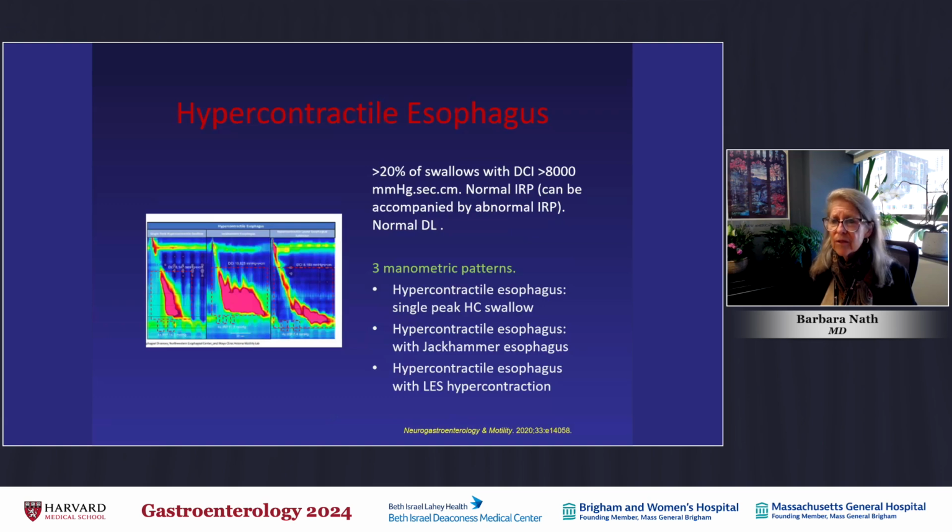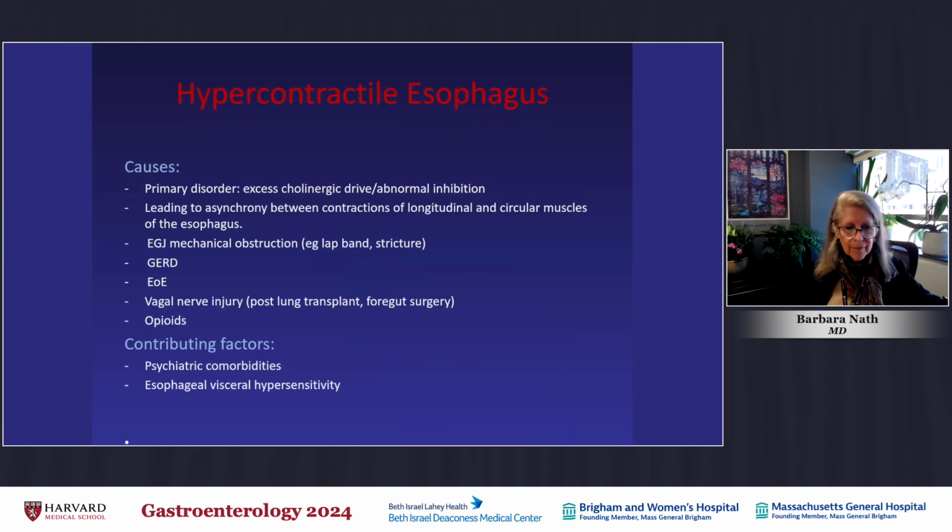Hypercontractile esophagus in Chicago 4 has a new definition, which includes jackhammer esophagus. So there are 3 manometric types. The basic criteria for all of these types is a DCI greater than 8,000. The first type is a single contraction. The second is multiple peaked contractions, which is now called jackhammer esophagus. And the third is a hypercontractile esophagus with LES hypercontraction.